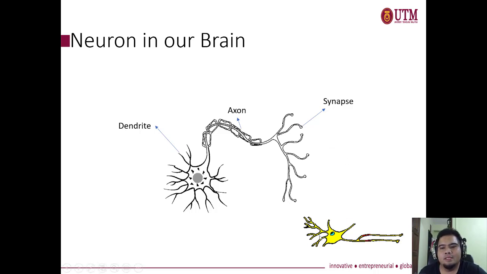Okay, as you can see in this animation, if the electrical signal goes to this center, or the nucleus over here, it will activate. It will fire the signals to the next neuron through the axon and to the synapse.